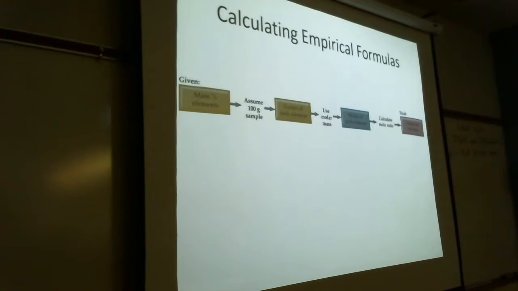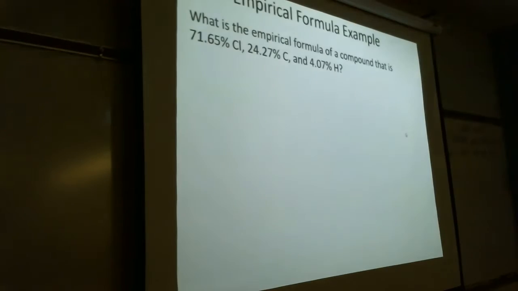All right, so we're pretending we've got a 100-gram sample. We're converting to moles using molar mass. We're dividing through to get the mole ratio to give us an empirical formula. So let's do this one together. Now I'd have to give you these percentages, okay? So anytime you see a whole bunch of percents given to you, that should be a screaming siren to you that this is the method to do. All right, so what is the empirical formula of a compound that is 71.65% chlorine, 24.27% carbon, and 4.07% hydrogen?